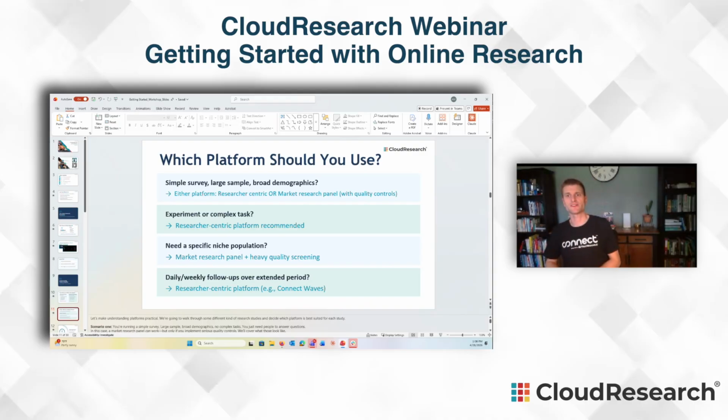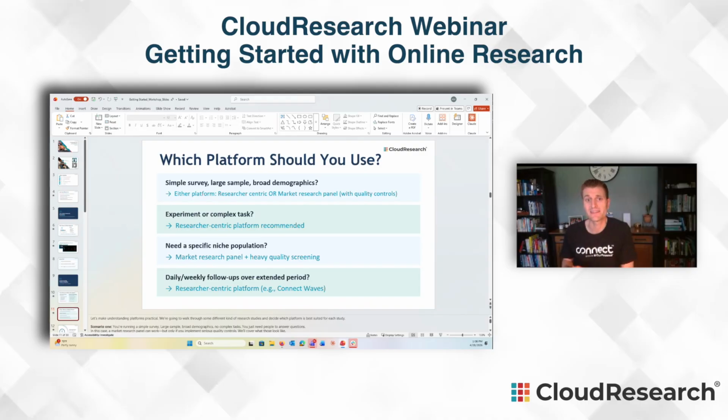There are a number of results, and it looks like overwhelmingly about 80% of people are saying market research panels. So I put this question first because it's actually a good illustration of how your goals matter. Certainly the way I just described market research panels is that they are well suited for large surveys with broad demographics. But you can actually gather pretty large samples from these researcher-centric platforms as well.